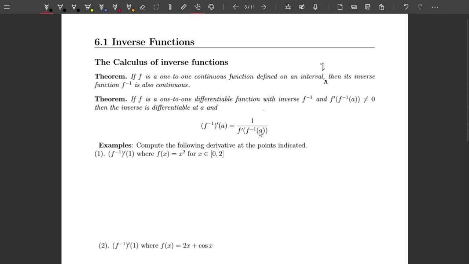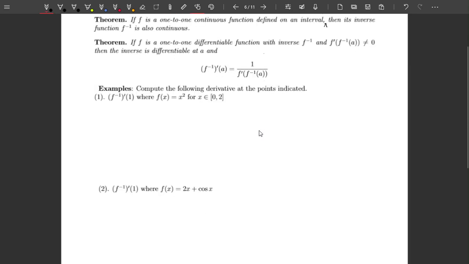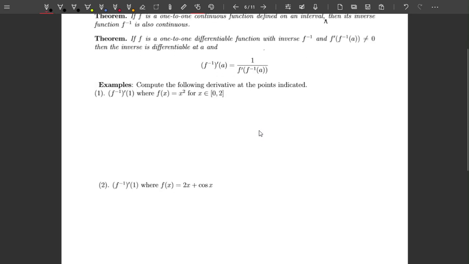And the proof of this theorem is in the text if you want to look it up, but we're not concerned with the proof here. We just want to see how to use this formula, and these examples make the use clear. Now let's consider the first example. We are asked to compute the derivative of the function given at the points indicated.